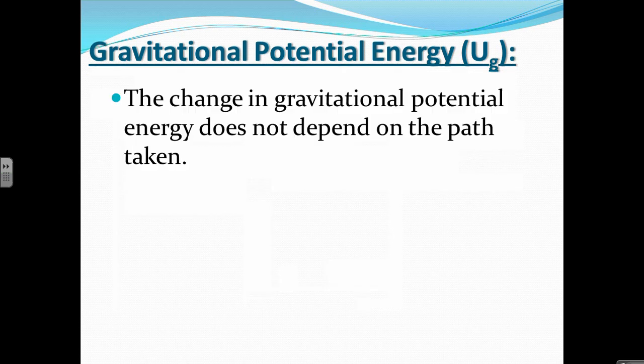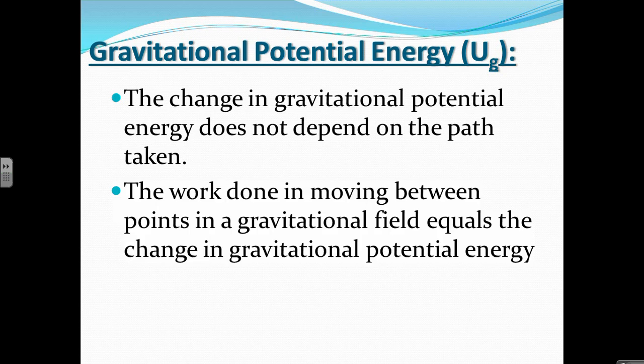When we're looking at gravitational potential energy, the change in the gravitational potential energy does not depend on the path taken. So it doesn't matter how twisting and winding the path may have been. All that matters is where you start and where you end. The work done to move between these two points in the gravitational field is equal to the change in the gravitational potential energy. This is because the gravitational force is conservative, and we know that for conservative forces, the work done does not depend on the path taken between the start and finish positions.